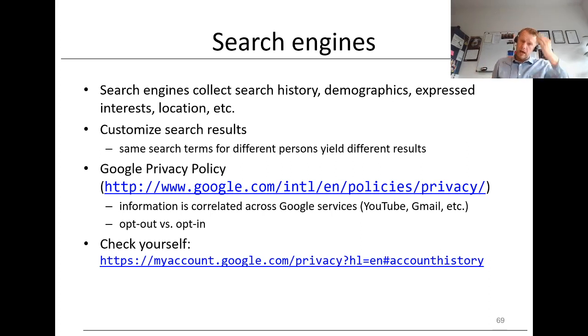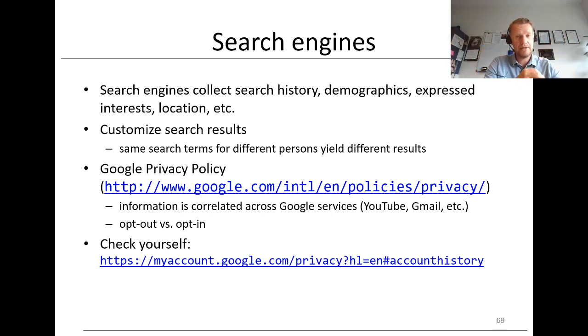Search engines could also pose a threat to privacy in the sense that they collect your search history, your demographics, your expressed interests, also your location, and they will use all this information, sometimes even without you being aware of it, to customize the search results. So if I now enter a search term in Google, if I would enter tennis shoes, and you would do that, and some of the other students would do that as well, it's very likely that our search results, and you can do that as a test, will be different. So the same search terms for different persons will yield different search results, as Google will tailor the search results towards each of our search histories, demographics, etc.